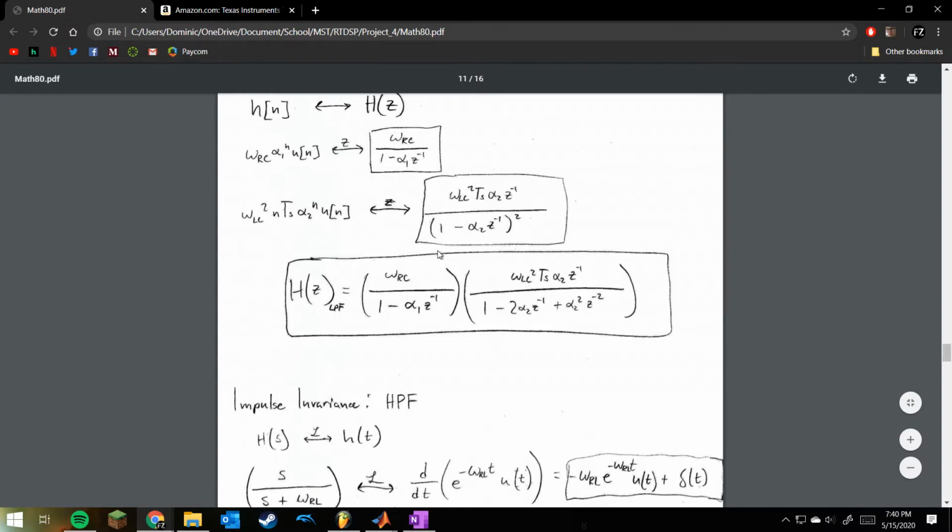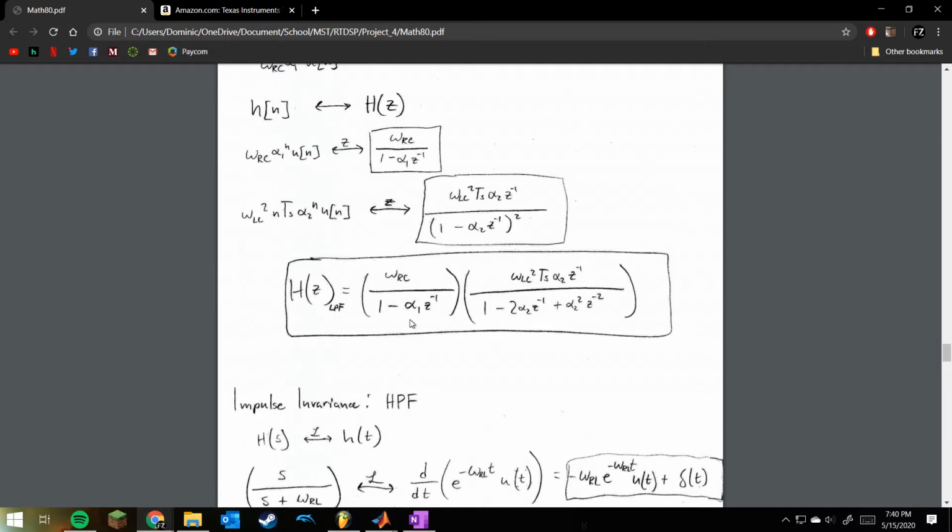So just like in the RC LPF, the first order RC LPF is very simple. And then here we have the LC LPF, which is second order.